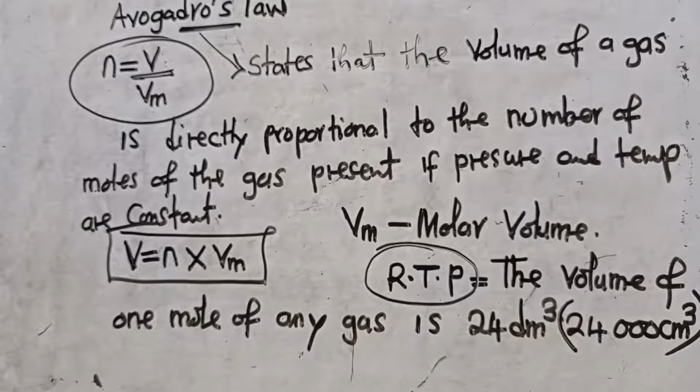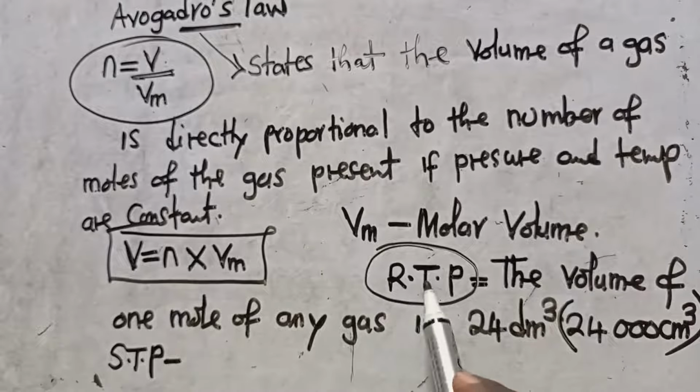But whenever we are talking about the molar volume at STP, that is what we call molar volume at STP. What is STP? Standard temperature and pressure. If you can forget these things, it's better you write them somewhere. Room temperature and pressure, this is RTP. STP is standard temperature and pressure.